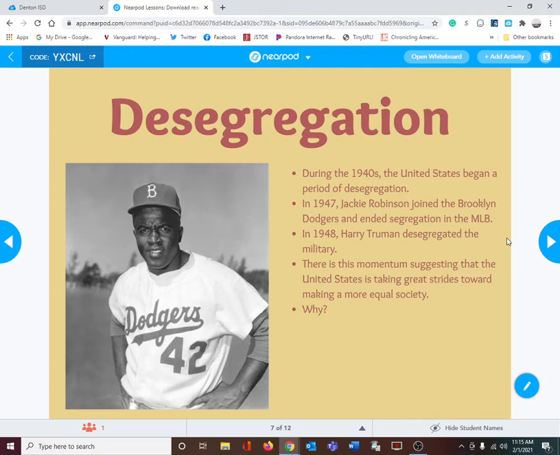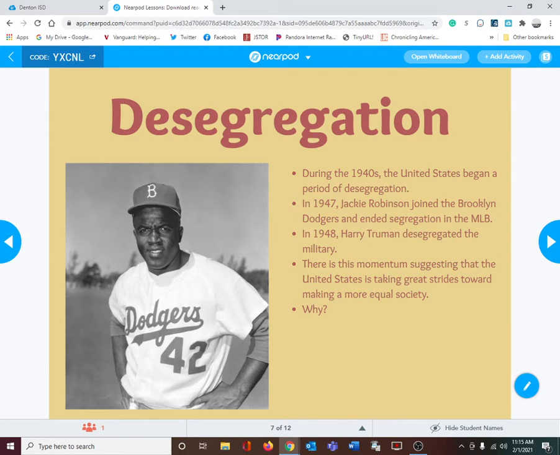But he was the first person to really end segregation and break through the color barrier in the United States in MLB. And so now many other African Americans were able to play, and baseball is the great sport that it is today because we can have people from all over the world play in the majors.